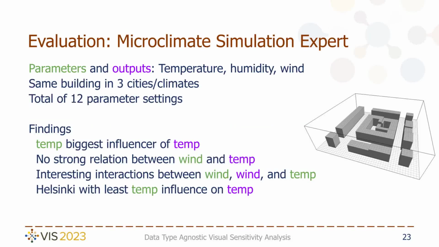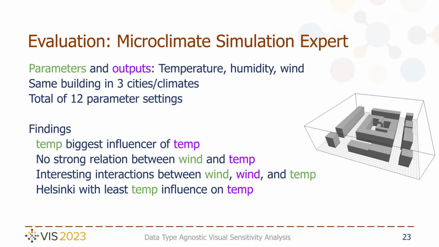Microclimate simulations predict meteorological variables in a small area. This is useful to identify hotspots and simulate ways to cool them. The parameters and outputs are temperature, humidity, and wind. The same building was considered to be constructed in 3 cities. In each city, 4 parameter settings were considered for a total of 12. The investigation aimed to find a target location whilst considering rising temperatures.